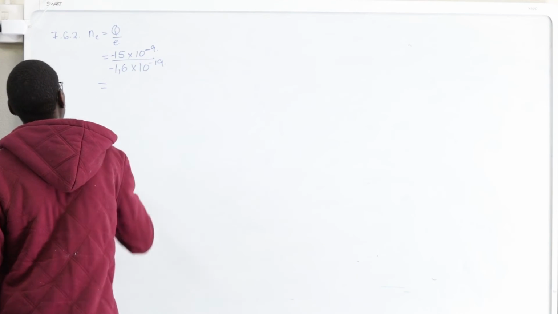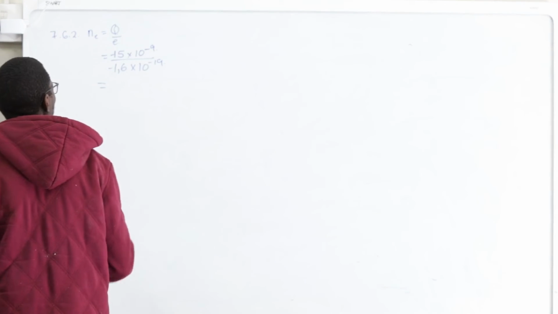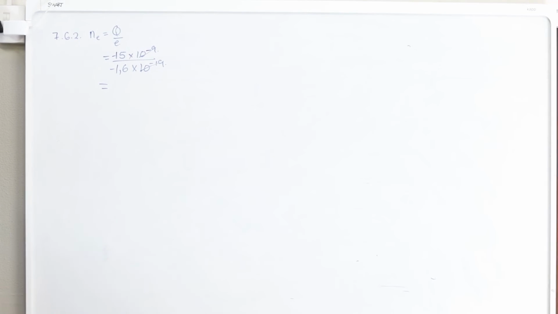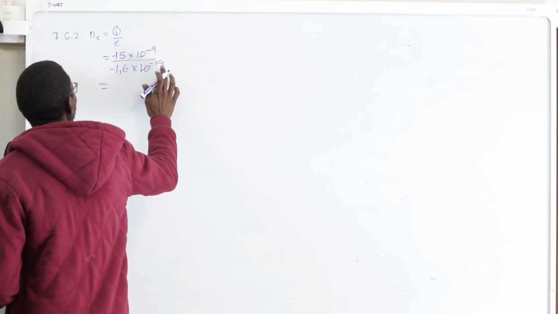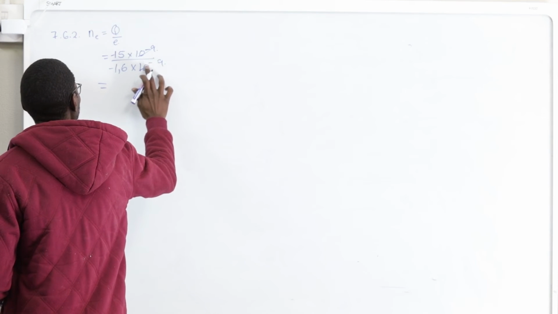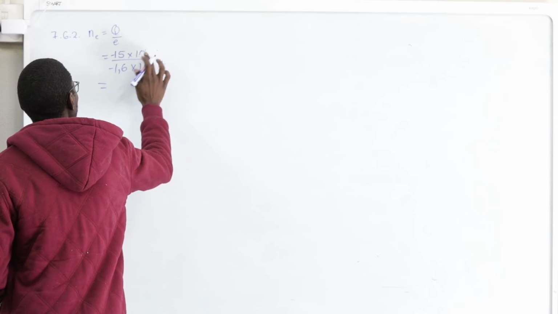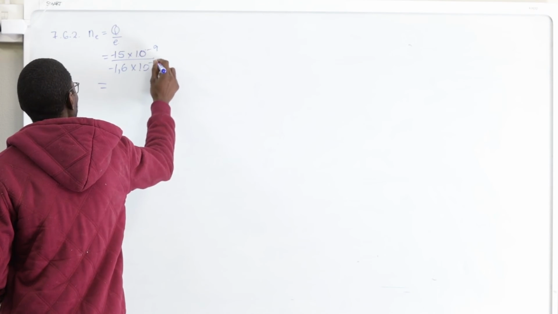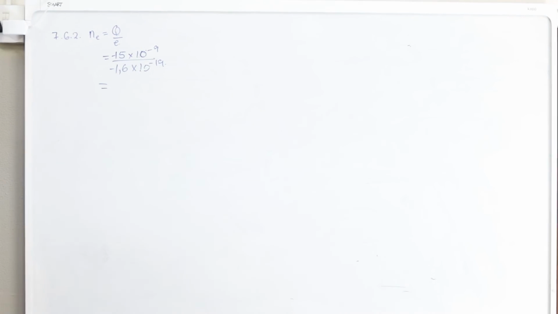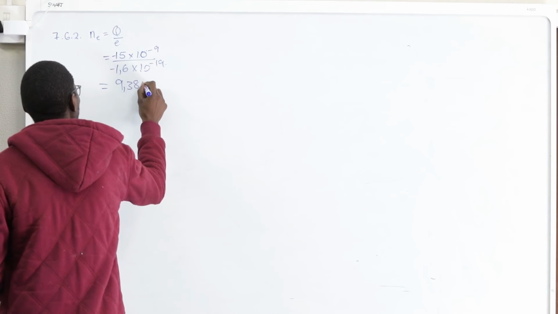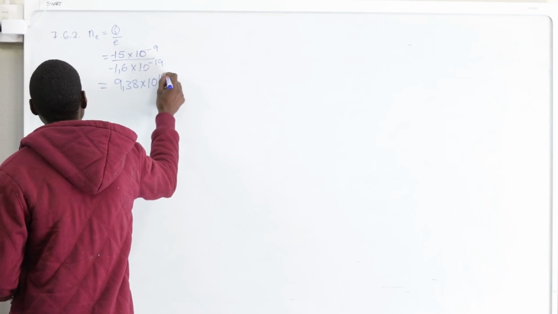That's the charge of an electron, it's negative. If you divide that, this goes away, that goes away. What are we remaining with? We are remaining with 10 to the power negative 9. So 10 of them go away. It's negative 9, negative 19. So we've got an answer there of 9,38 times 10 to the power 10.